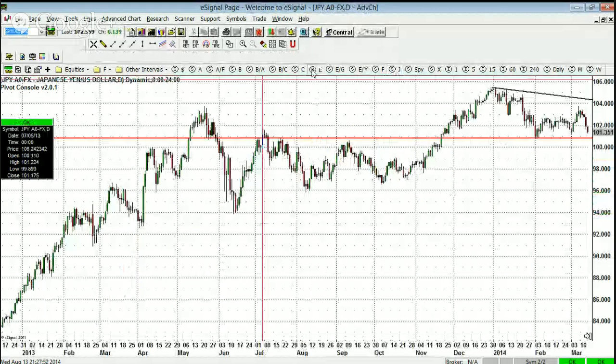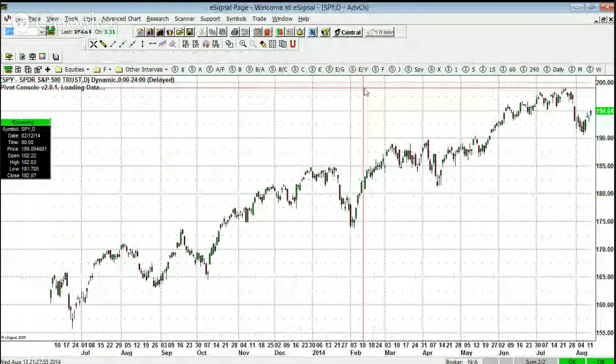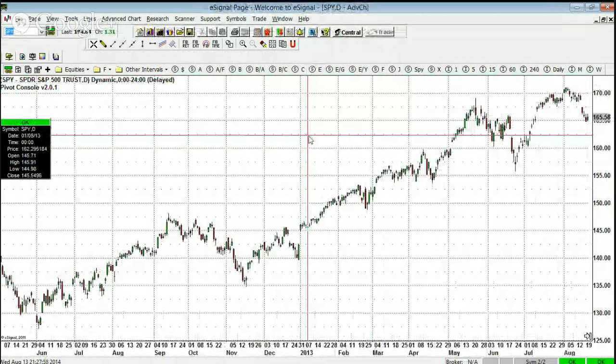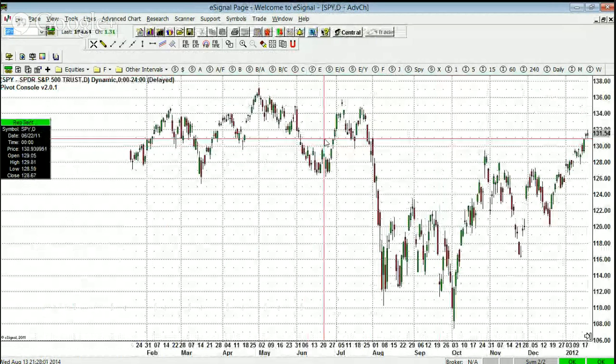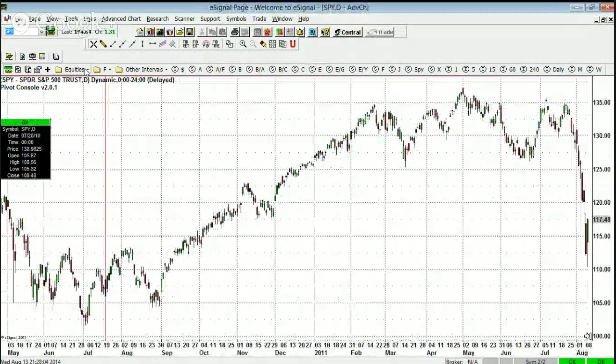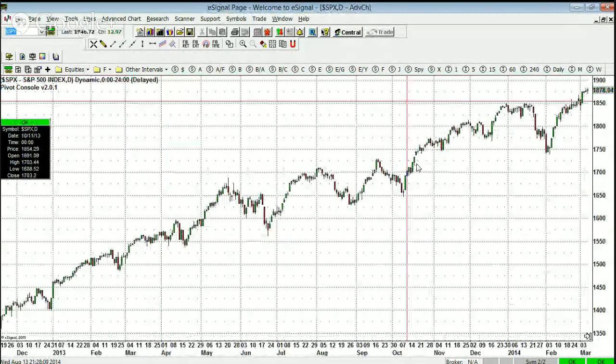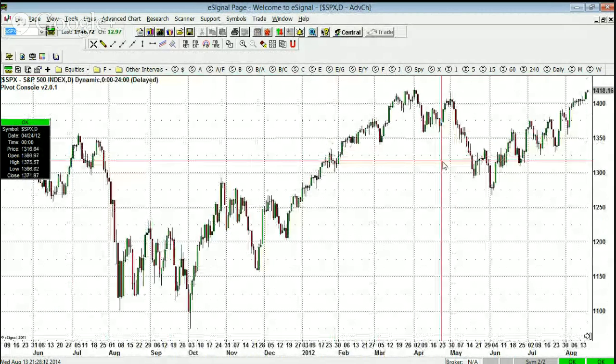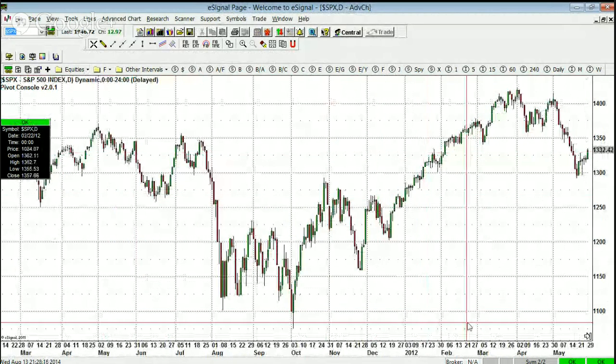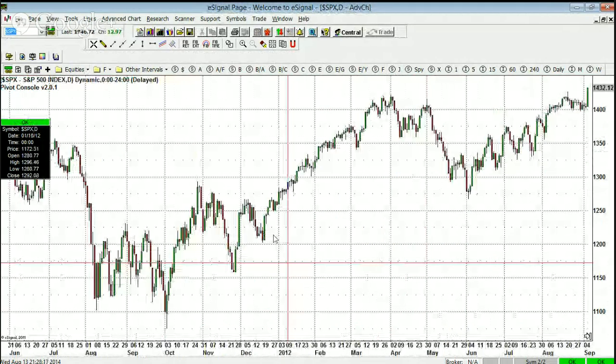Okay, so you remember this S&P 500 ETF. Let me just take the S&P 500 futures in there. Okay, so this is S&P 500 cash. Let's go back to 2008.